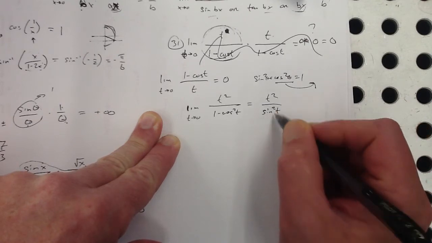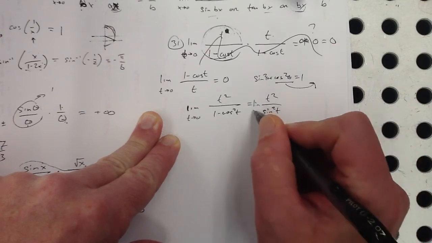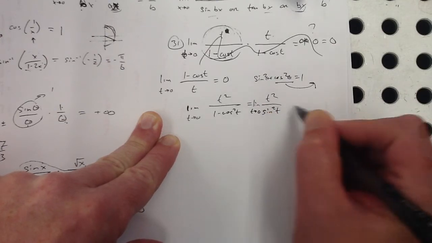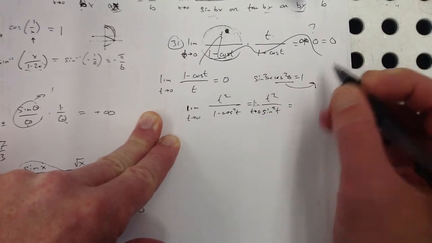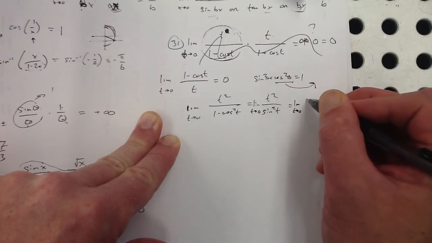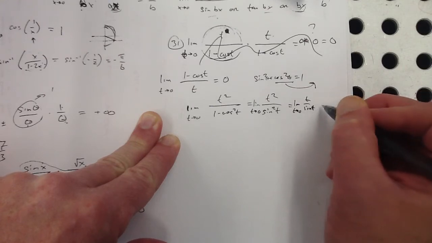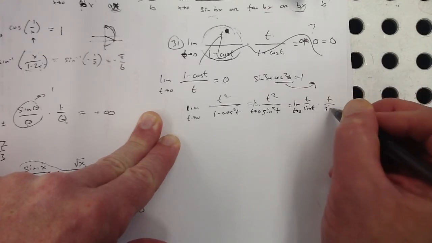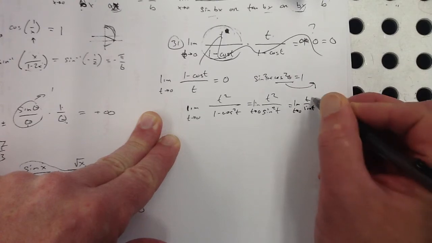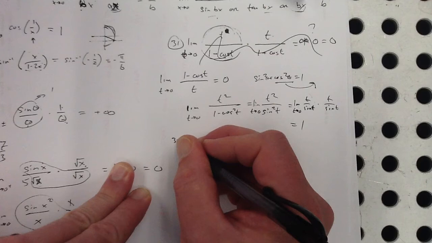And then we're good, because I just have 2 of those. So that's the same as the limit as t approaches 0 of t over sine t times t over sine t. So this is 1, and this is 1, and 1 times 1 is 1. There we go. Sorry about that.